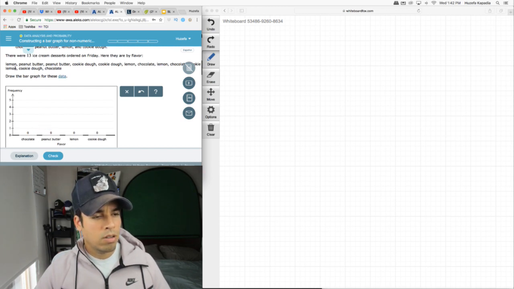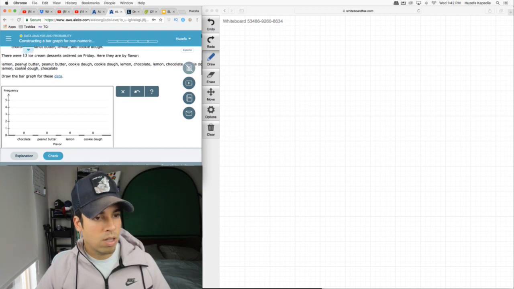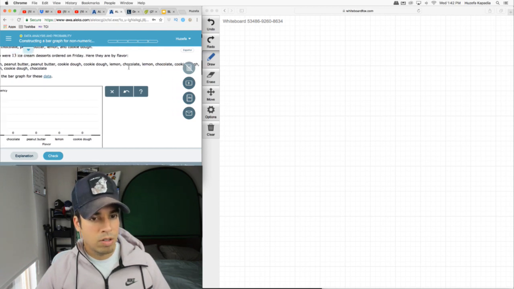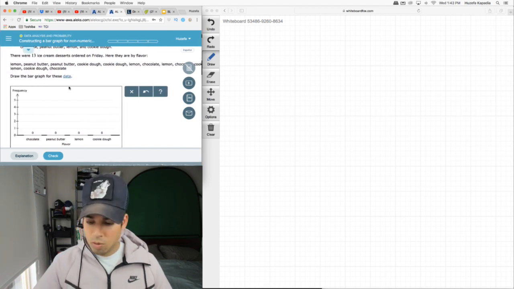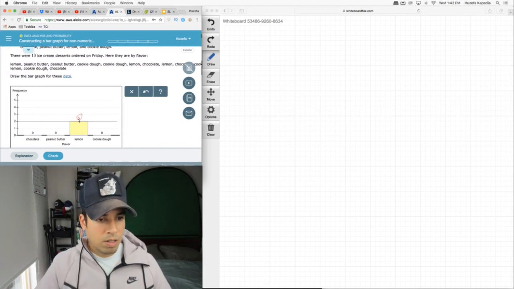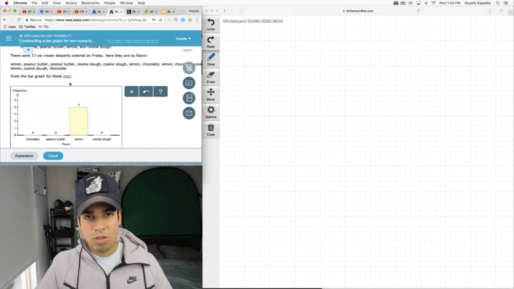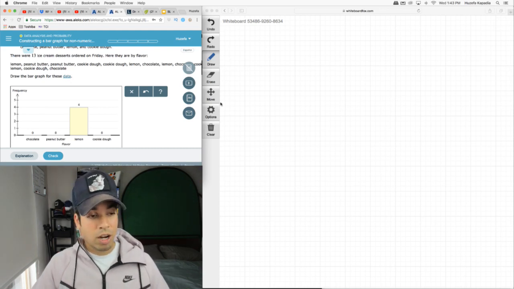So first of all, let's count the number. Let's look at lemons. I see lemon first. Let's just count the number of lemons we see in this list. We got 1 lemon, 2 lemons, 3 lemons, and 4 lemons. So what does that mean? That means I'm going to graph lemon 4 times. Now remember, all of these values down here need to add up to 13 because we got 13 desserts ordered in total. That's going to be our way of checking our answers.